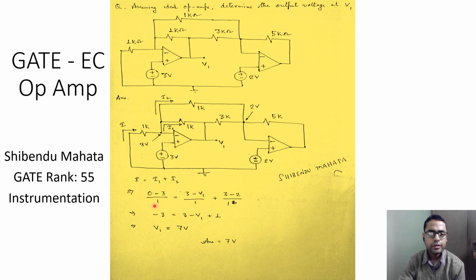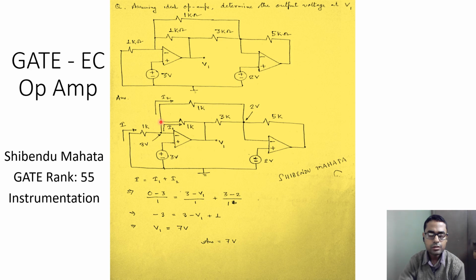And the next step is very simple. We go through the nodal equation, and the nodal equation says that if this is the value for current I, then this current I can be represented as a voltage divided by the corresponding value of resistance. And so the voltage drop will be 0 volt minus 3 volt divided by 1 kilo ohm. That is the value for current I. The value for current I1 can similarly be represented as the current is flowing from this node to this node, and so voltage at this node is equal to 3 volt, and the voltage at the other node is equal to V1. So this is (3 minus V1) by 1 kilo ohm.